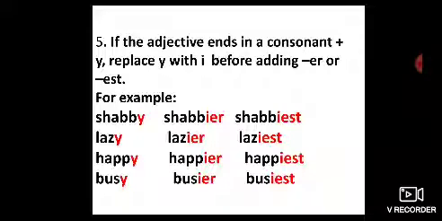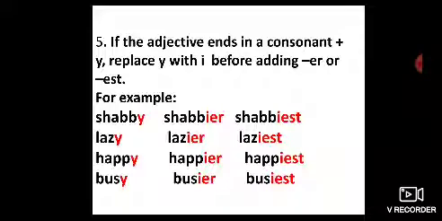Let's read the examples. For example, shabby. Now, shabby, this adjective ends in a consonant Y. So, to change into comparative, you have to replace Y with I. So, shabby, Y you will remove from there, you will add I, and to change into comparative, you will add ER. And in superlative, you will add after I EST. So, in this way, you will change into comparative and superlative. Shabby will change into shabbier. Then in superlative, it will be shabbiest.